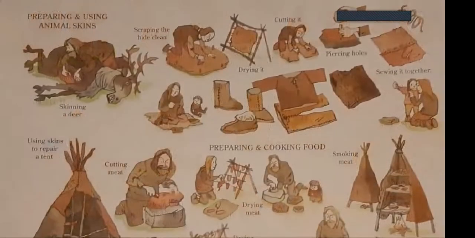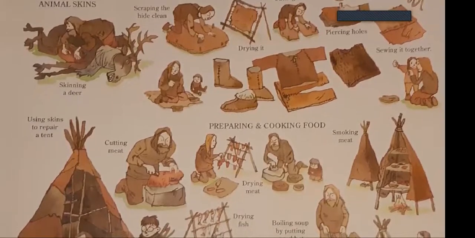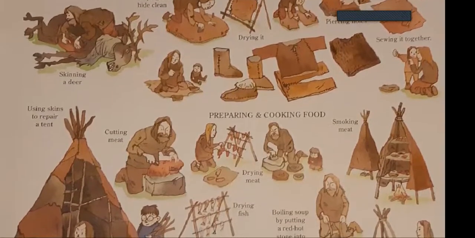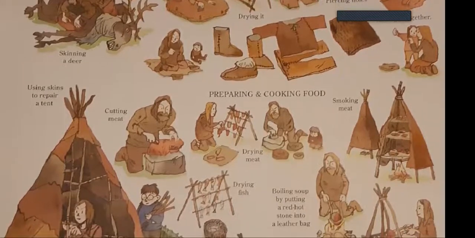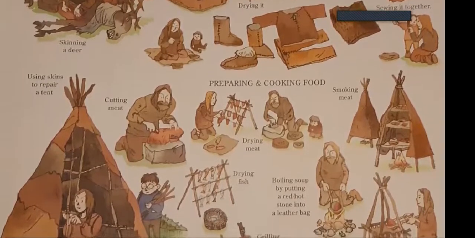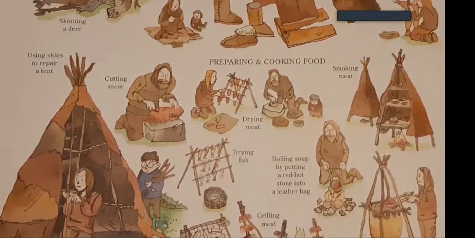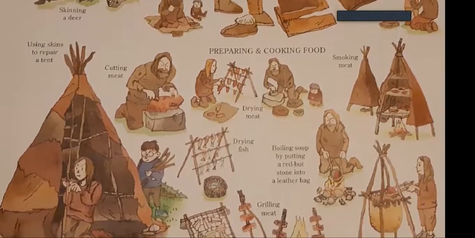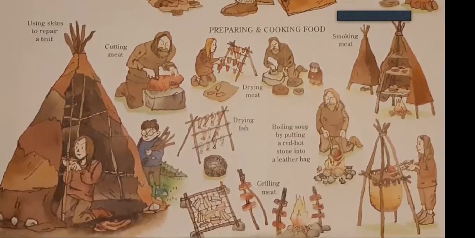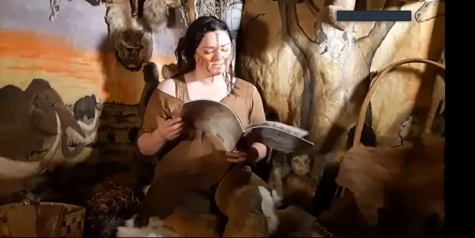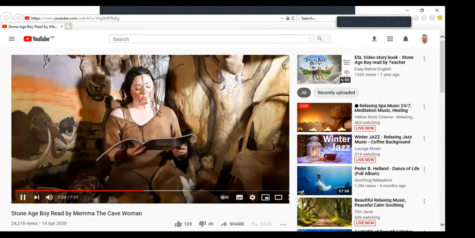I saw them preparing and using animal skins, skinning a deer, scraping the hide clean, drying it, cutting it, piercing holes, sewing it together. Using skins to repair a tent, cutting meat, drying meat, smoking meat, drying fish, boiling soup by putting a red-hot stone into a leather bag, grilling meat. So many things going on, aren't there? One afternoon we went to the river.